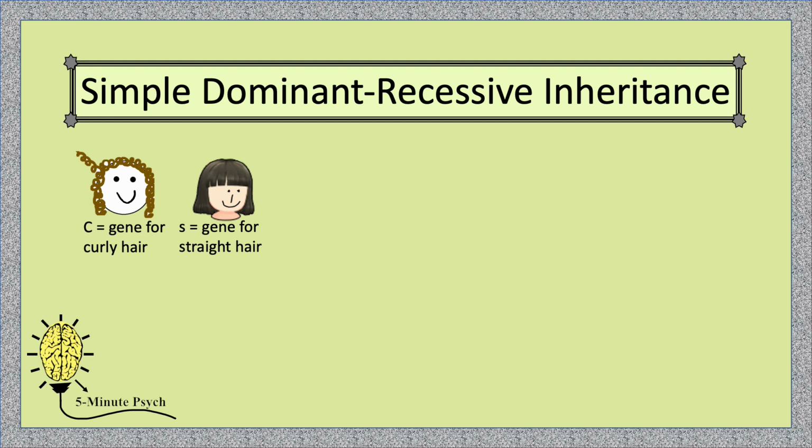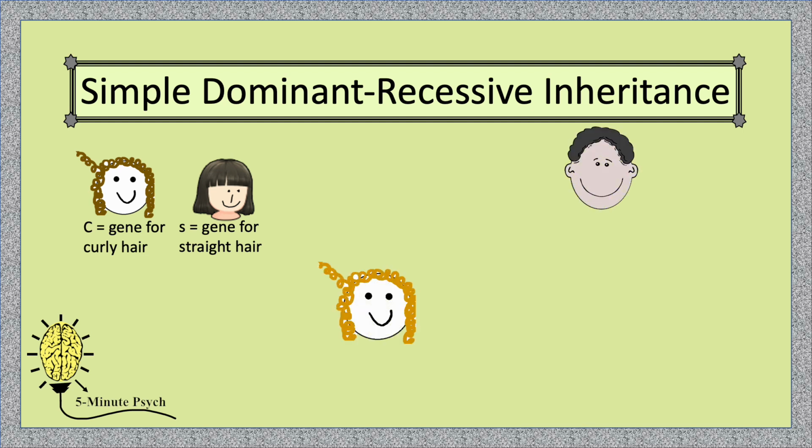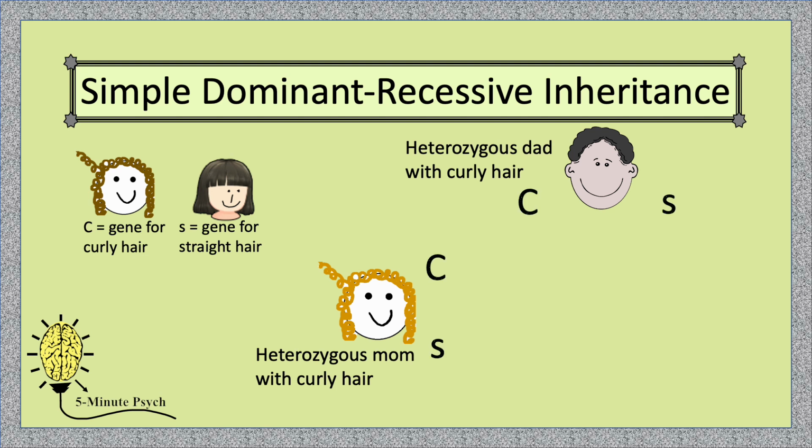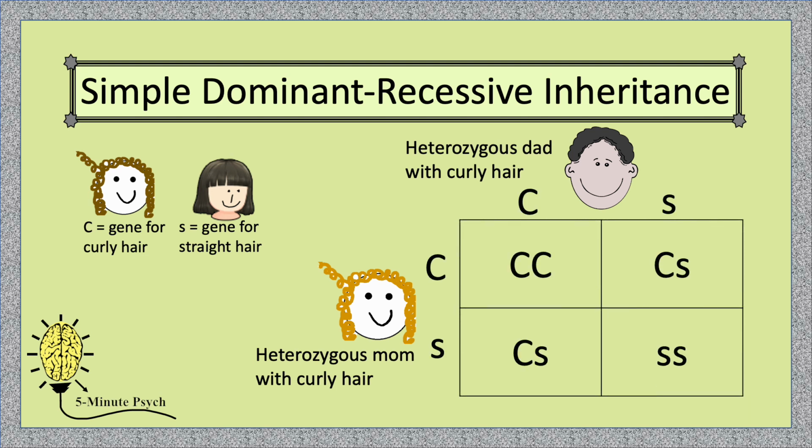Let's say that each of your parents have curly hair, which is their phenotype, but they each have a heterozygous genotype with CS. If you draw this out in a 2x2 matrix, with each column and row representing a different gene from each parent, then you'll see that as their child, you had a 50-50 chance of having a homozygous genetic makeup, inheriting CC, where you'd have curly hair, or SS, where you'd have straight hair. There's also a 50% chance that you'd have a heterozygous genetic makeup, inheriting CS.